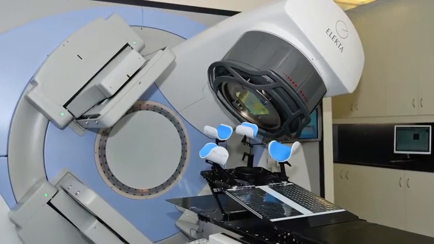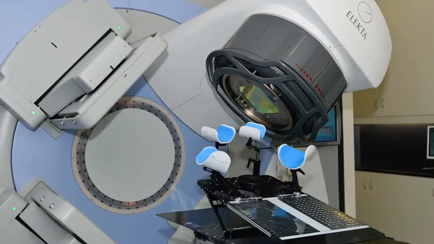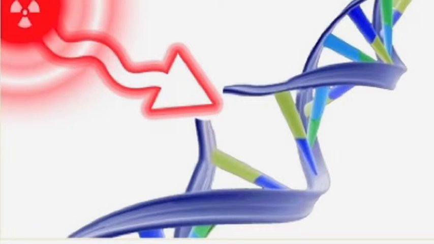Radiation therapy uses high-energy radiation to shrink tumours and kill cancer cells. Radiation kills cancer cells by damaging their DNA. Cancer cells whose DNA is damaged beyond repair stop dividing or die.